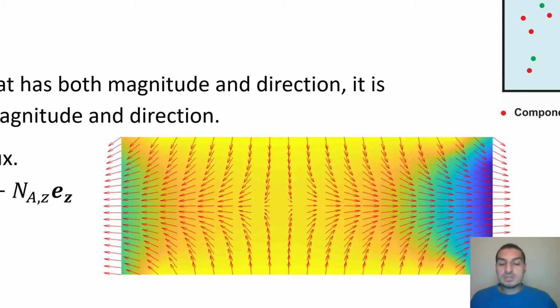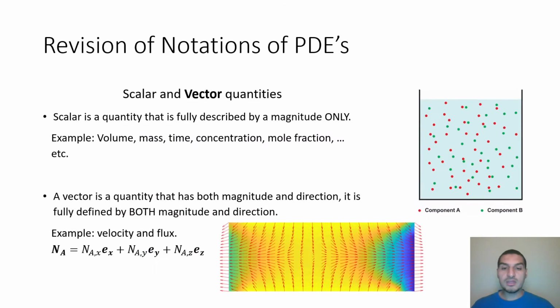That's why if you just define the flux by the magnitude, this is not going to be enough, because you have to tell what is the actual direction of the flow. And that's why for the flux, or for the vectors in general, we define it using this form. We say that there is a component in x direction, and this is the unit vector in x direction, and it has a component in y direction, which is the unit vector in y direction, and this is the component in z direction. So you define it by defining three components, each in one separate direction.